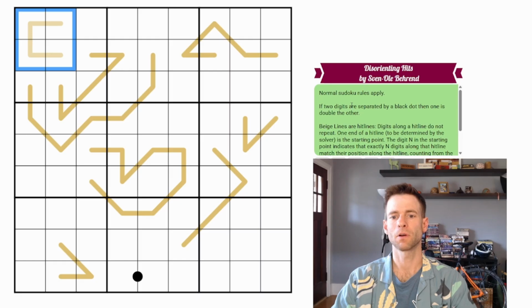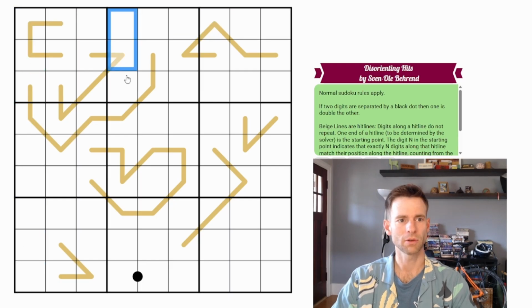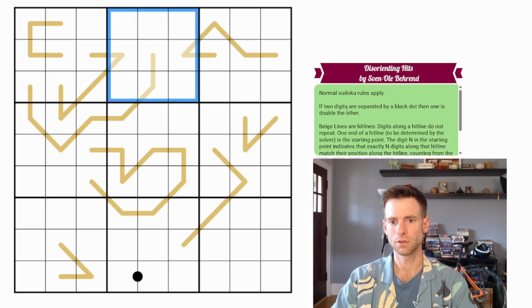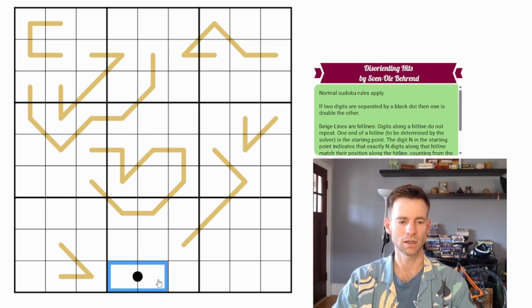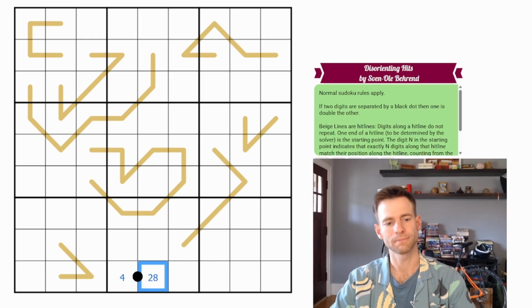Okay. So this is called Disorienting Hits by Sven-Ole Behrend. I hope I'm pronouncing that right. Normal Sudoku rules apply. So that's the digits 1 to 9 in every row, every column, and every 3x3 box. If two digits are separated by a black dot, then one is double the other. So that's here. These are in a ratio of 2 to 1. So one has to be double the other, or you can look at it, one has to be half of the other. So for example, if this was a 4, then this would be either a 2 or an 8.